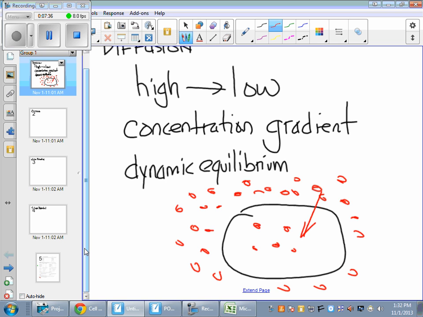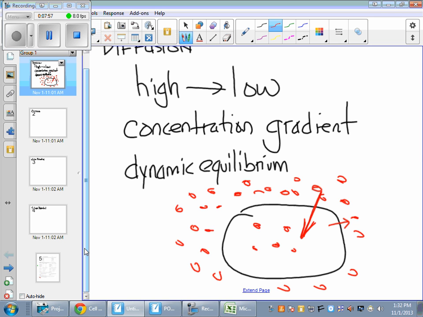Can there be collisions inside? Can materials move out? Yes, it's just the amount moving out. Thus, I'm going to draw it with a smaller arrow. The amount moving out is less than the amount moving in. You have a gradient. More is going in than is going out. There's a net gain of oxygen to the cell. That will continue until you are able to reach equilibrium.